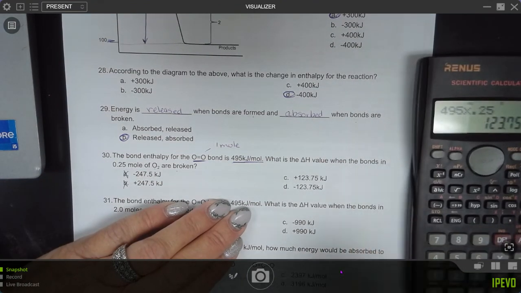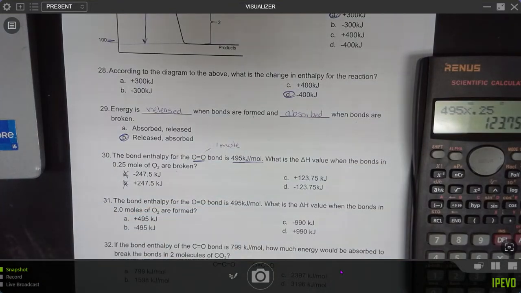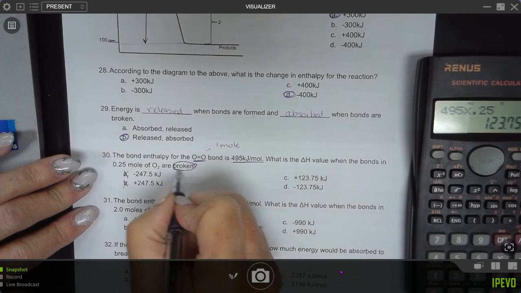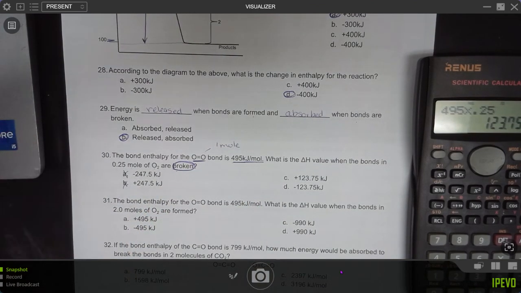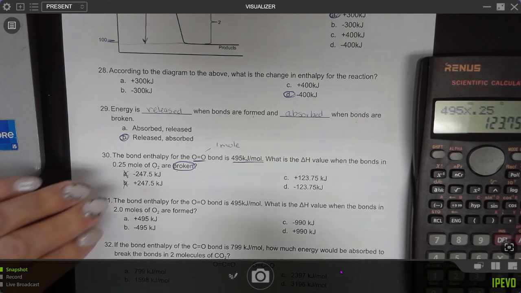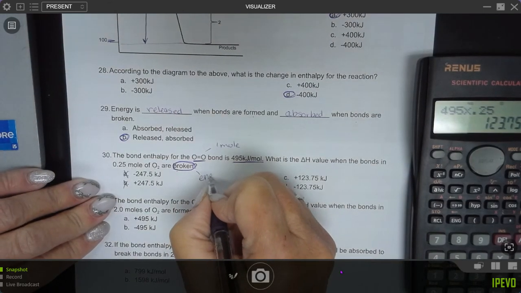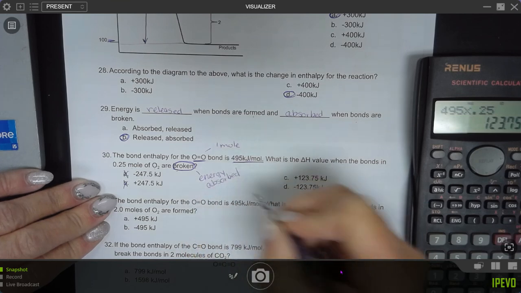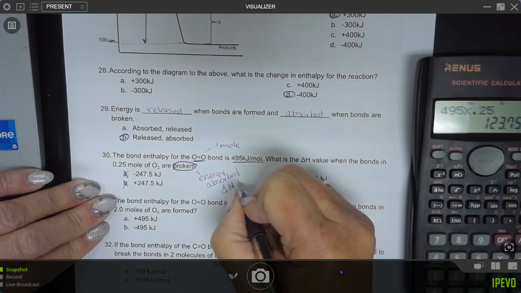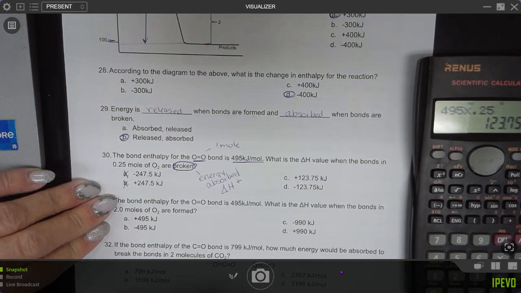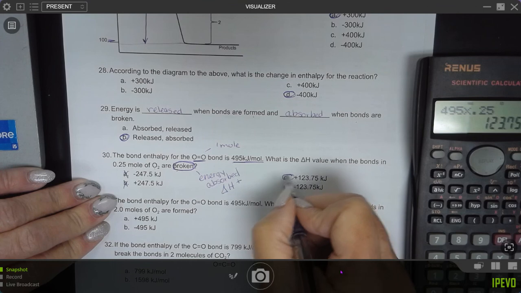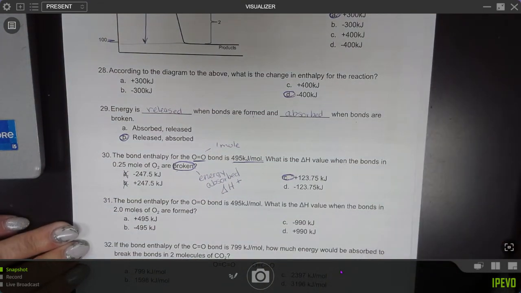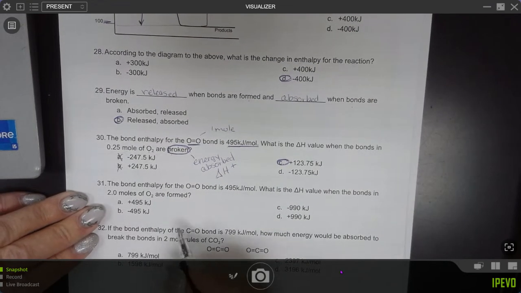Now, the part that we have to decide is positive or negative. The bonds are being broken. When bonds are being broken, energy is absorbed. When energy is absorbed, delta H is positive because that's an endothermic process. So that's going to be plus 123.75. Energy has to be absorbed to break bonds.